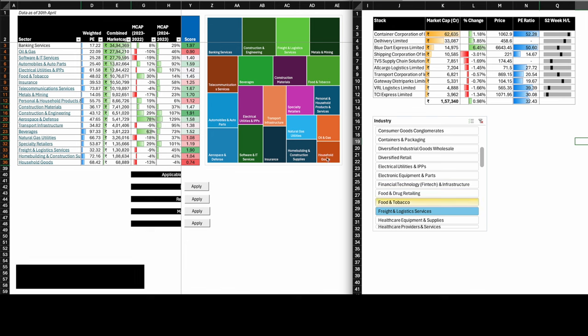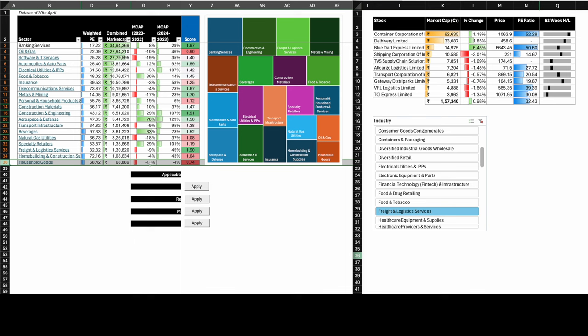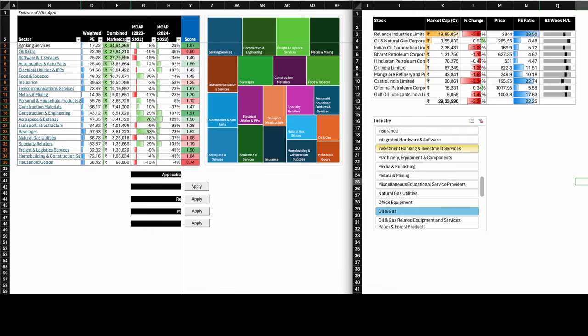What is least preferred as per the model? Household goods. It was down 4% last year and down 13% the previous year. Despite a bull run in the country, this sector did not perform at all. It is appearing at the bottom even in the model. Let's check oil and gas.